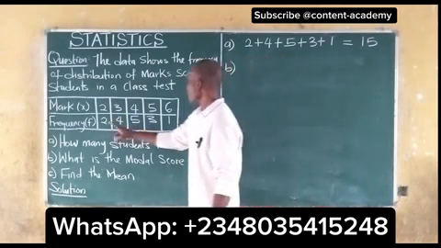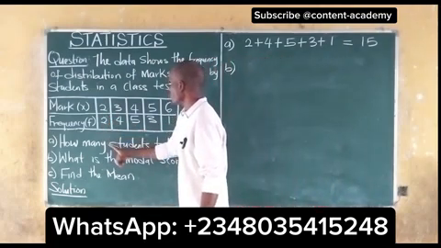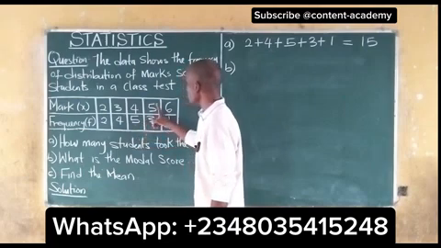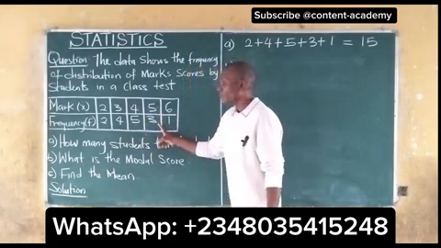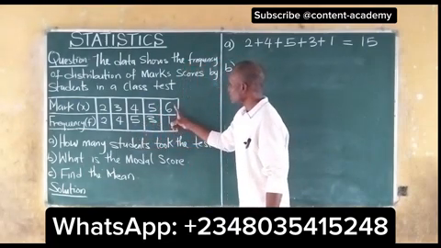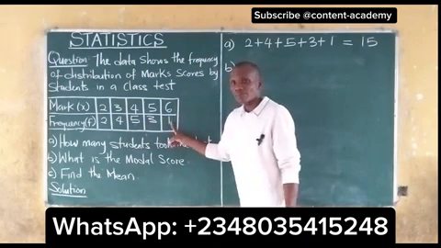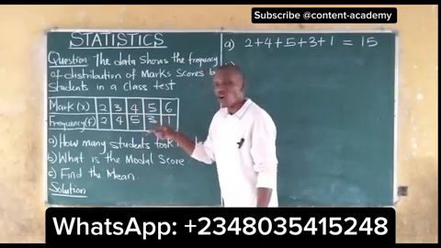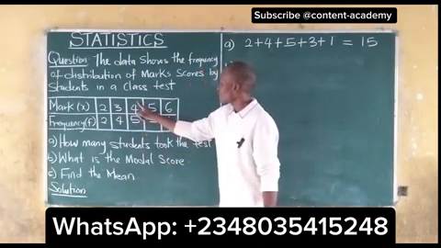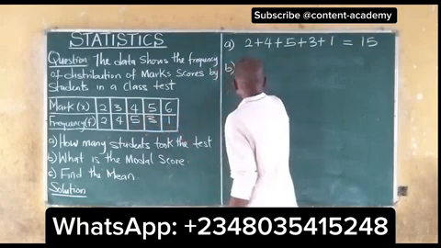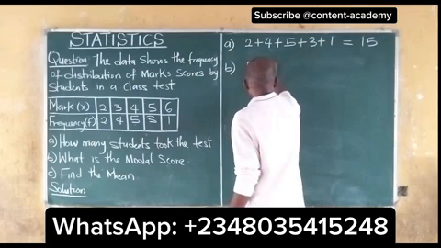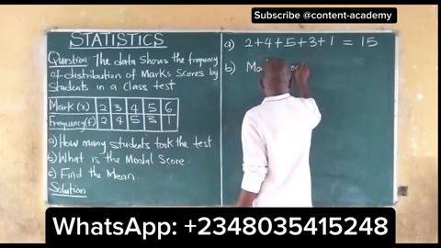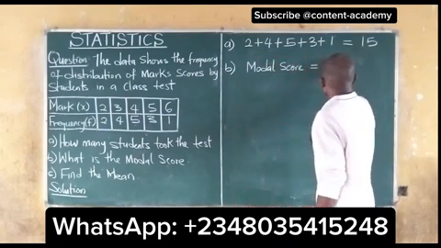Now, we have here 2 occurred 2 times, 3 occurred 4 times, 4 occurred 5 times, 5 occurred 3 times in this data set, and 6 occurred just 1 time. So the value that occurred more in the data set is 4. So the modal score is equal to 4.